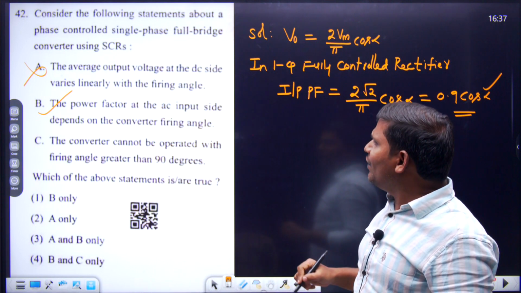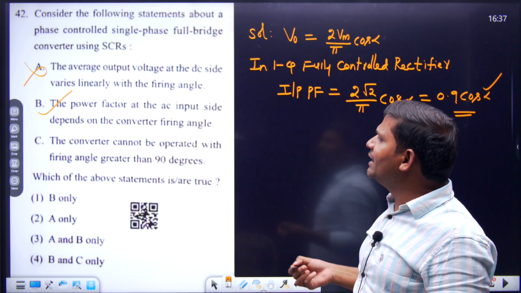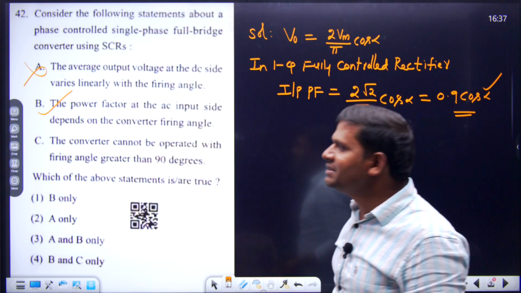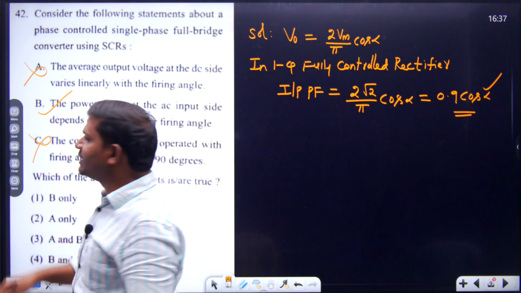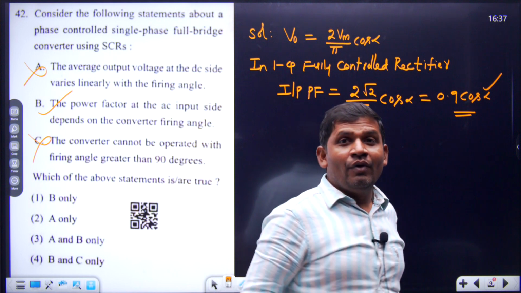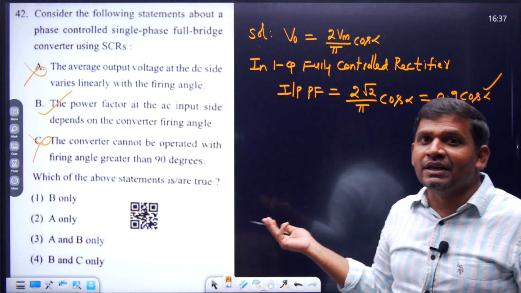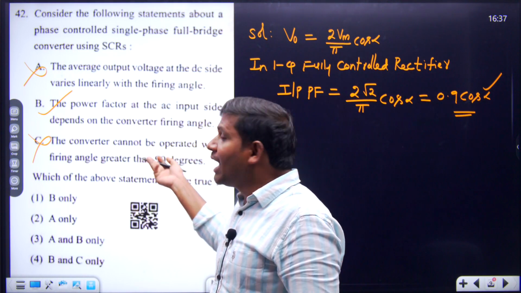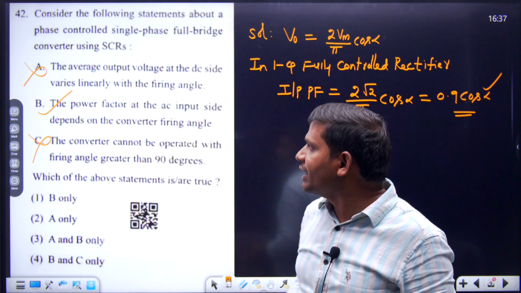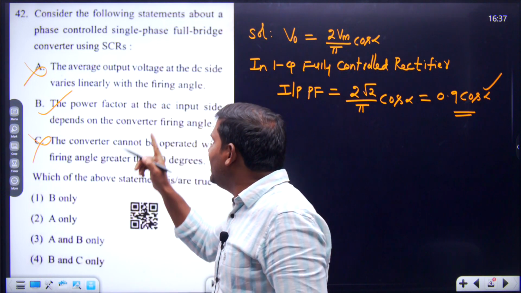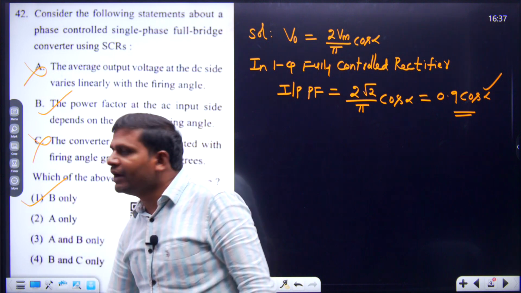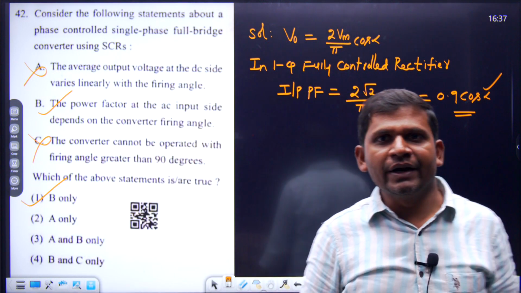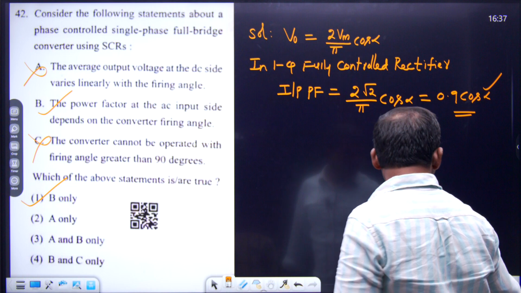Next, the converter cannot be operated with firing angle greater than 90 degrees. That is exactly a wrong statement. We can vary the firing angle from 0 to 180 degrees, but it says it cannot operate for greater than 90 degrees. It is a wrong statement. Only statement B is correct. That is, option 1 is correct. Clear, students? Concentrate. Next.